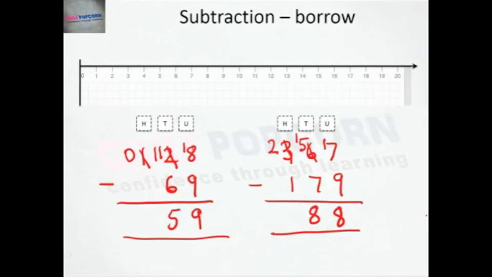Now I've got 2 take away 1, which I can do, so 2 take away 1 is 1. So that's how we do subtraction using borrow. Good luck with the exercises.